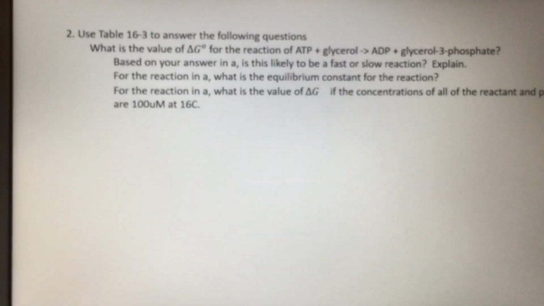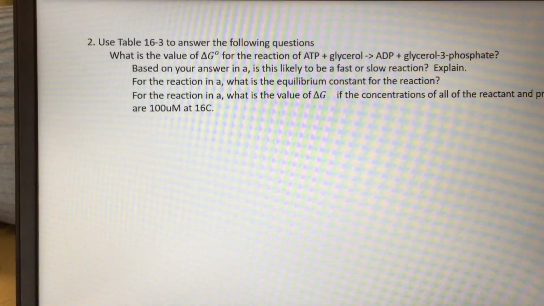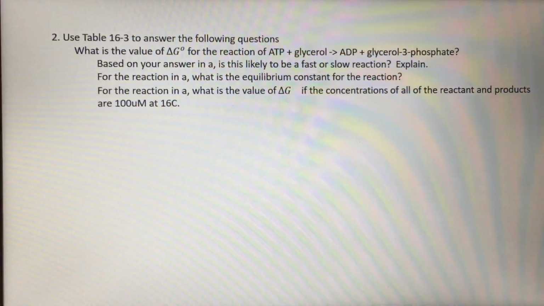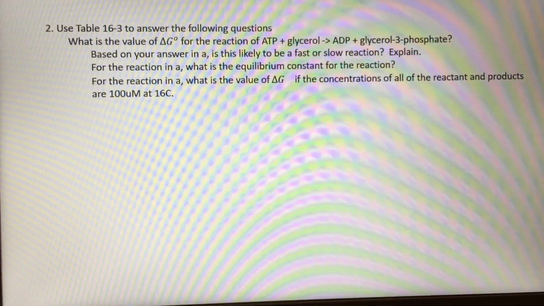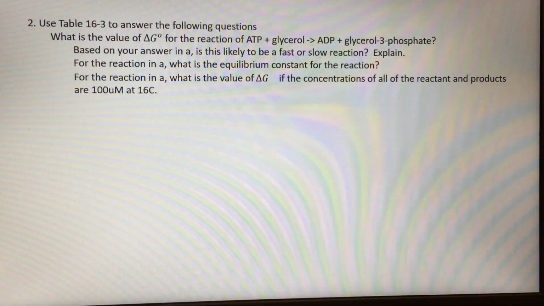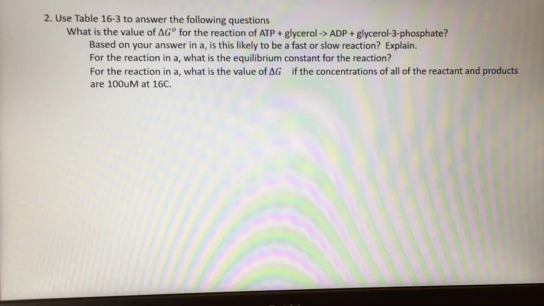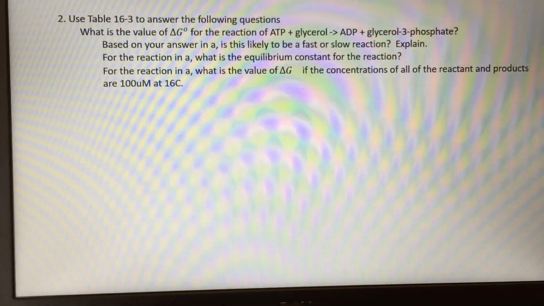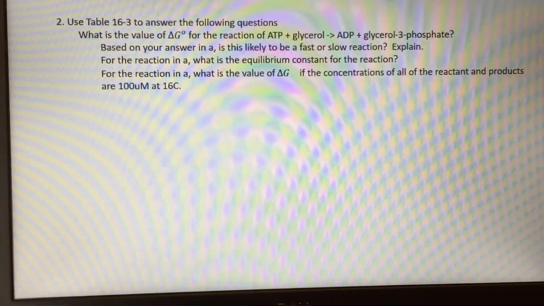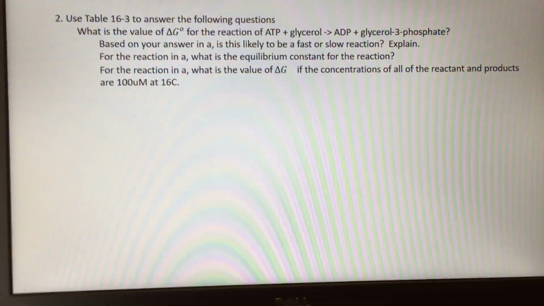The first sub-question asks us, based on our answer in A, is this likely to be a fast reaction or a slow reaction? Explain. Well, this is a little bit of a trick question. So what determines the speed of a reaction? Is it how exergonic or endergonic it is? The answer is no.